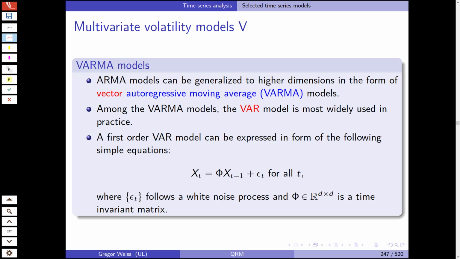So next we can look at VARMA and ARMA models. ARMA models can be generalized to higher dimensions, and we then call these vector autoregressive moving average or VARMA models.